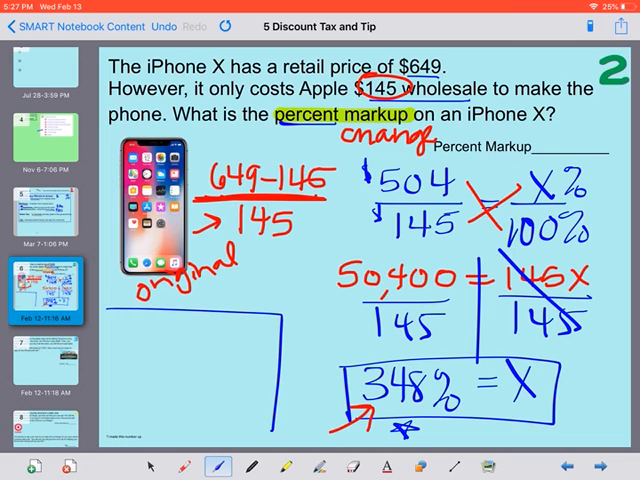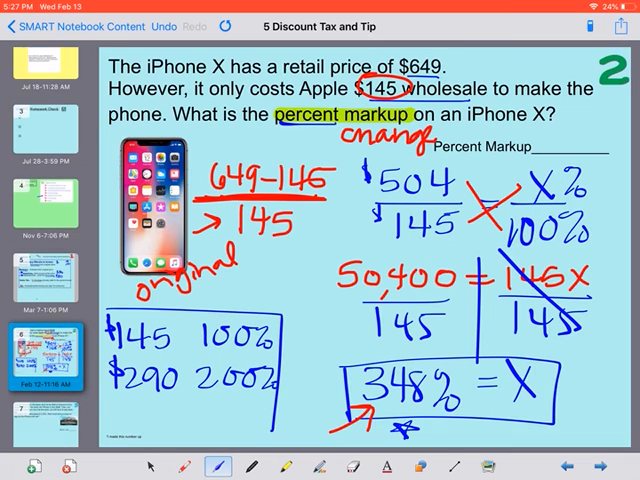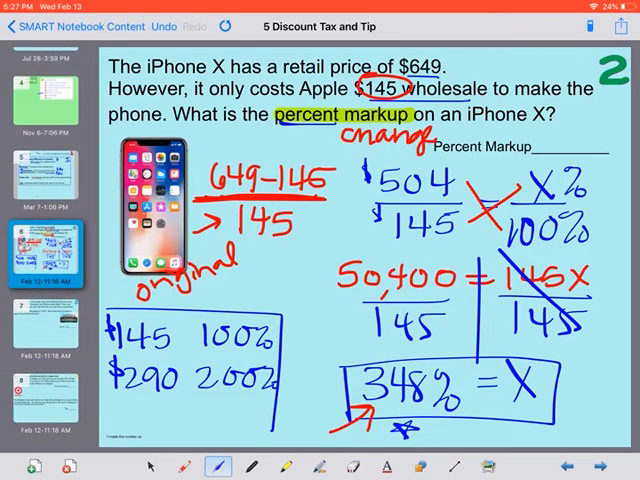If we bought the phone at what Apple got, $145, that's 100% of what Apple's paying. Now, if we doubled that, 145 times 2, that would be $290. That's paying 200%, okay? Because you're paying twice as much as they are. We're not even close to $649 yet. If we double 200, if we paid 400%, what would that be? 290 times 2?